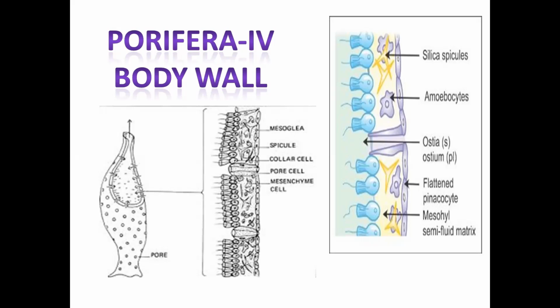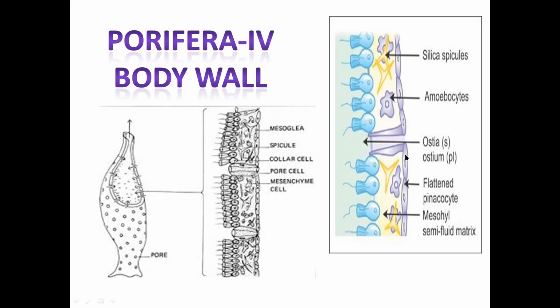Porifera have two cellular layers in the body. The outer layer is made up of thin flattened cells called pinacocytes, and the inner layer is made up of collared cells having flagella, called the choanoderm. So the cells are choanocytes, and the inner endodermal layer is called the choanoderm.